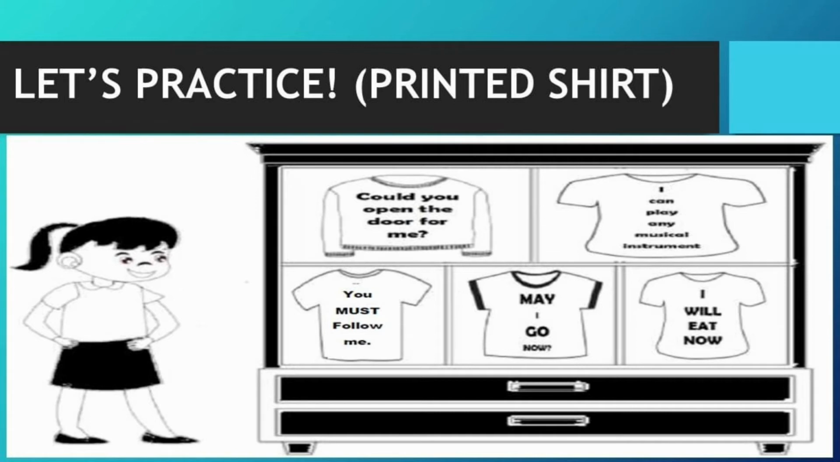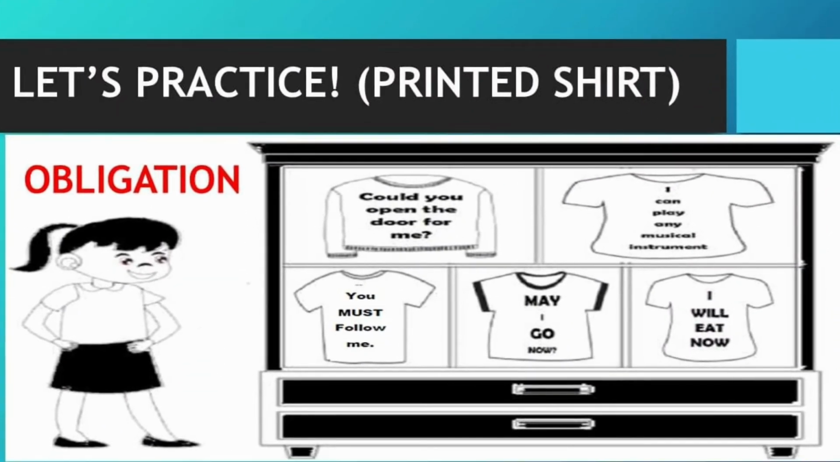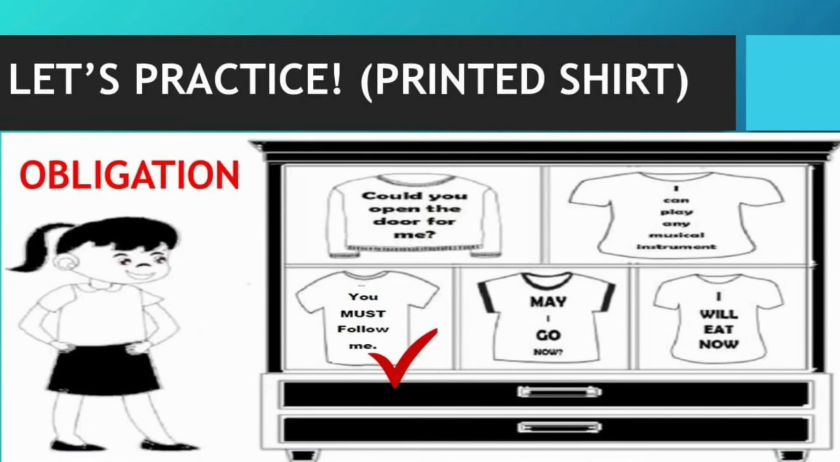If you were Andy, Andy is the name of the girl here, which of the shirts would you want to wear? So what are you going to choose? And please notice the modal verbs printed on each shirt. So the first question is, which printed shirt expresses obligation? Time's up. The answer is shirt number 3. You must follow me. Okay, and the modal that we use is must. That expresses obligation. Very good.